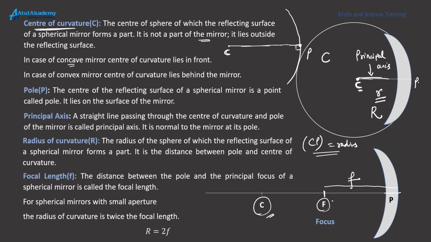Okay, now between this focal length and radius, we can find a relationship. Radius is double the focal length, or focal length is radius divided by 2. I hope it's clear. Now let's talk about one more term that is missing over here. Aperture is written over here.